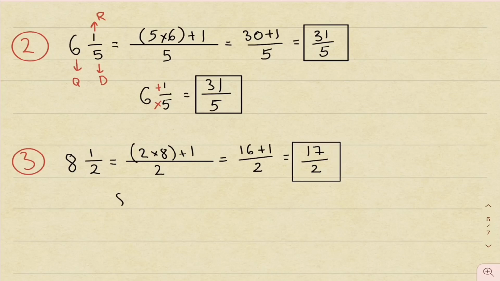Now let me do the easier way again without having to use the formula. 8, 1 over 2. So I'm going to make a fraction. I'm going to bring this 2 over here. So the 2 is multiplying the 8 and then adding the 1. So I have 2 times 8, which is 16, plus 1, 17. So the answer is going to be 17 over 2.